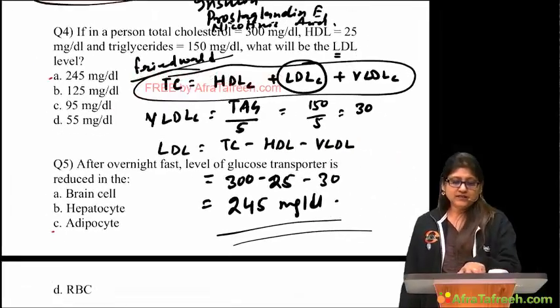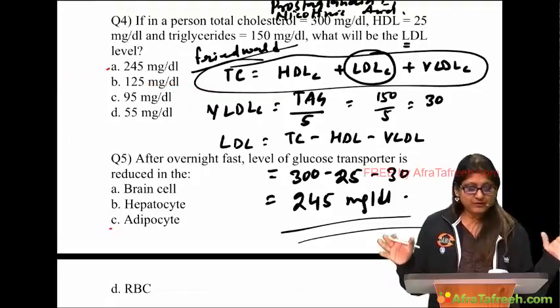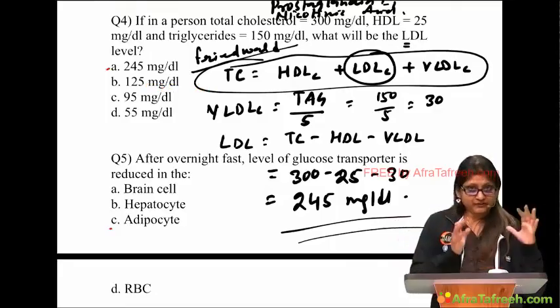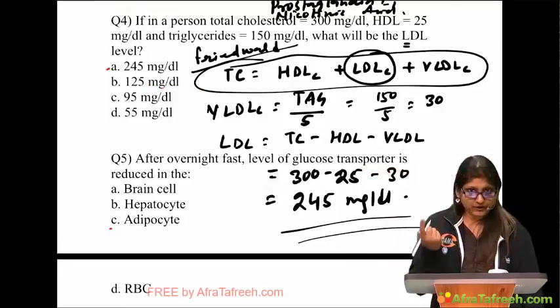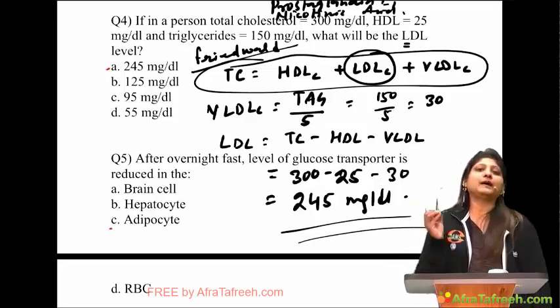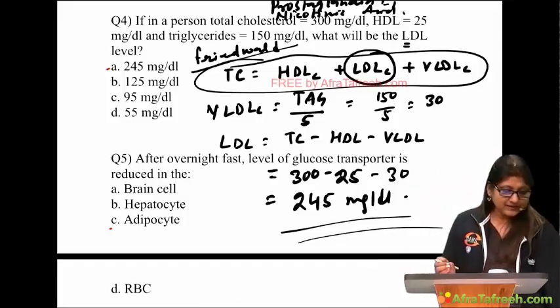Whenever the triacylglycerol value is less than 400 milligram per deciliter, LDL is not separately assessed. It is calculated using this formula. But if the triacylglycerol value is more than 400 milligram per deciliter in any person, this formula cannot be applied. That time LDL will be assessed by a direct assessment.